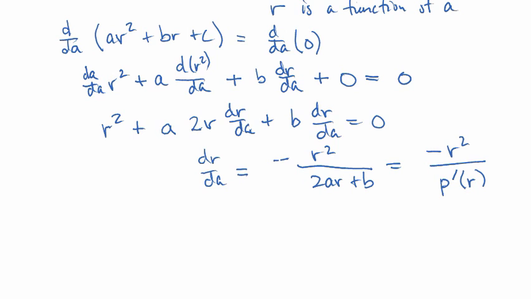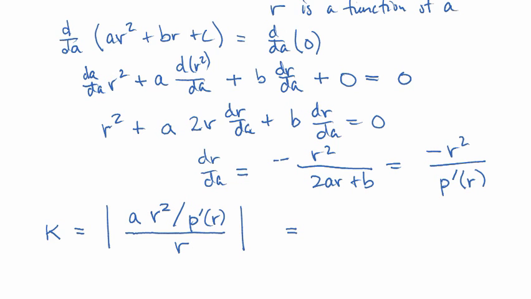Okay, so all of that tells us how to compute the condition number kappa. The relative condition number is the data. Now x means the data, right? So that's a times f prime of x, well, that's dr/da, r squared over p prime of r, divided by f of x, that's the result, which in this case is r. All in absolute values. So we get a times r over p prime of r.